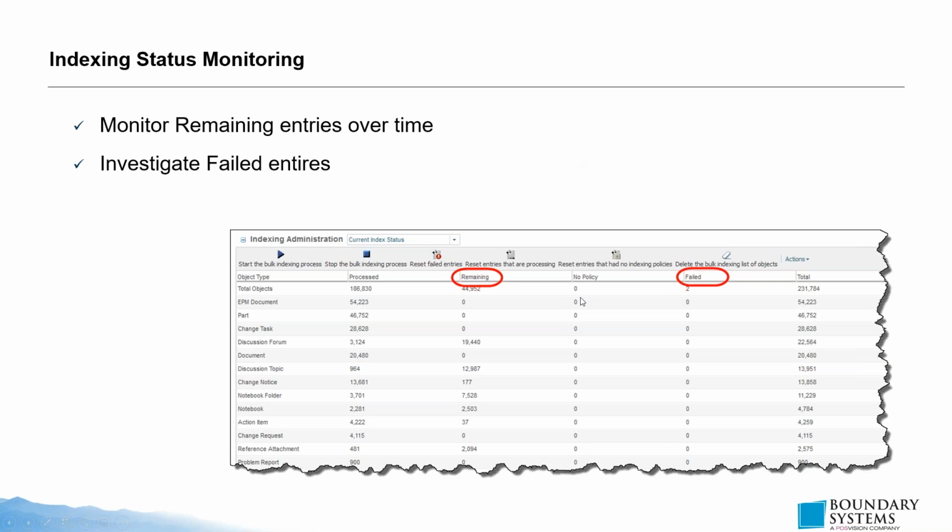There's also a queue or queues specifically for these. So if there are any failed entries, they will be available inside of the Windchill queues, and you can then investigate them in there.